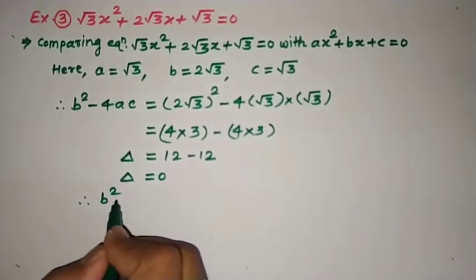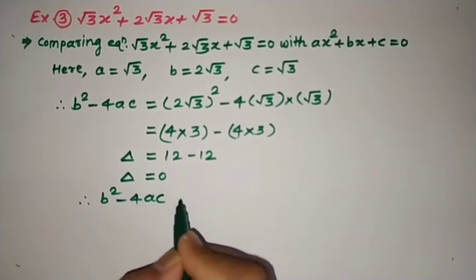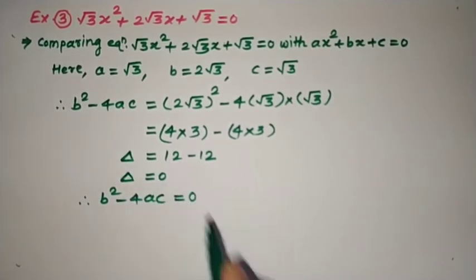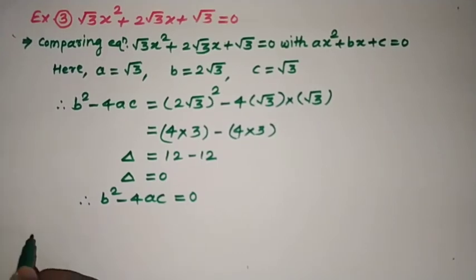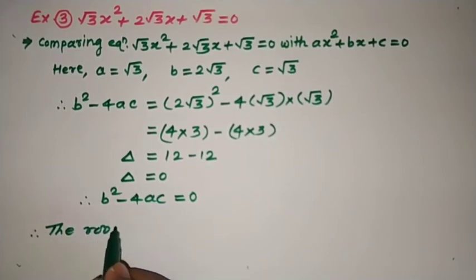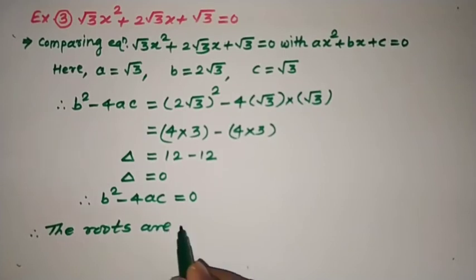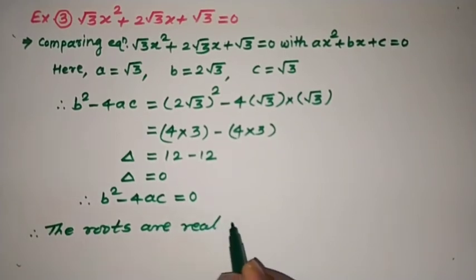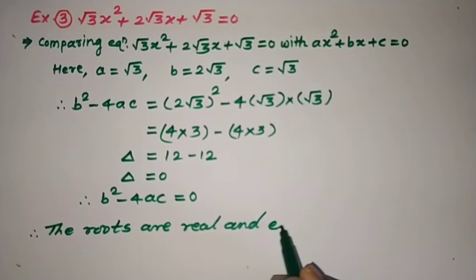Therefore, b square minus 4ac is equal to 0. The roots are real and equal.